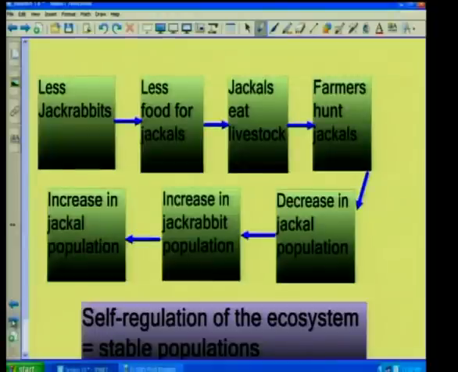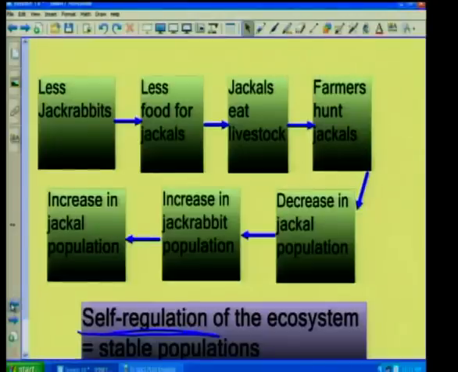Okay, so fewer jackrabbits, less food for the jackals. The jackals eat the livestock. The farmers hunt the jackals. You have a decrease in the jackal population, which allows the jackrabbit population to increase. Then an increase in the jackal population because now clearly when there are so many rabbits, what happens? The farmers stop killing the jackals, and we then have an increase in the jackal population, and we again end up with self-regulation in the ecosystem, and we end up with two stable populations. Okay, people, so this self-regulation in an ecosystem will lead to a stable population.